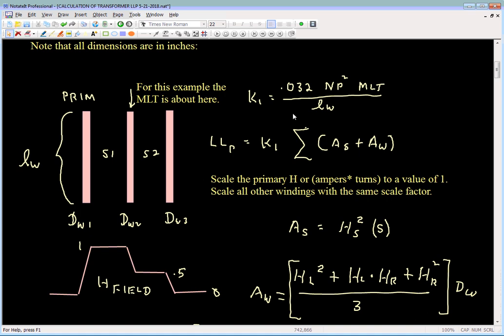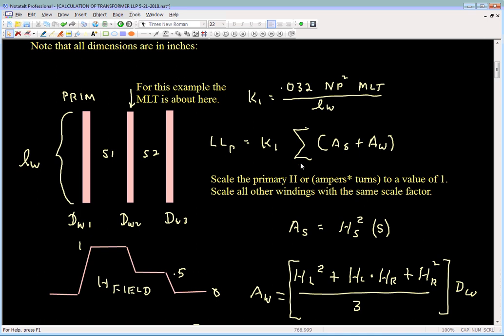First we calculate K1, which is 0.032 times the number of primary turns squared times the mean length of turn divided by LW. That's a constant. And then LLP is going to be that constant times the summation of a parameter called A sub S and a parameter called A sub W. This has to do with insulation spaces. This has to do with copper wire.